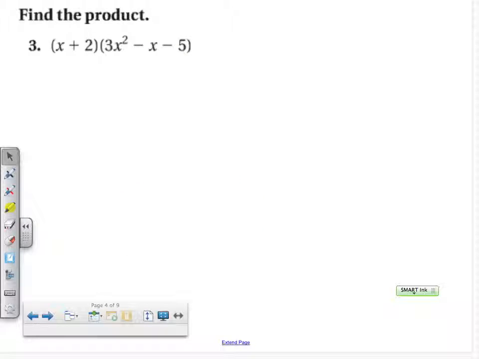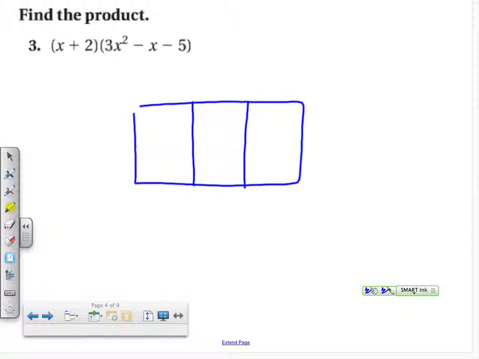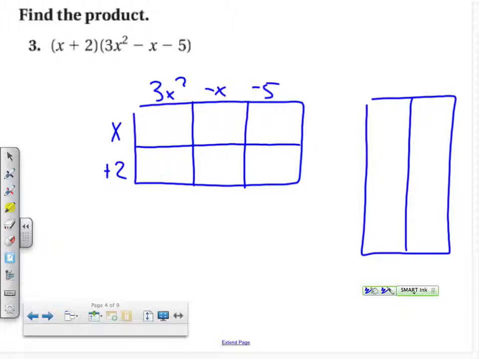Another example here. We got x plus 2 times 3x squared minus x minus 5. We're going to have 2 terms by 3 terms. It's going to be a 2 by 3 box. Doesn't matter if you draw it 2 by 3 or 3 by 2, as long as you keep the polynomial grouped together. So in other words, I could do this one like this, where I have x plus 2 down the side, 3x squared minus x minus 5 across the top, or I could do it like this, where I got 3x squared minus x minus 5 down the side, and x plus 2 on the top. Either way, you'll get the same answer.